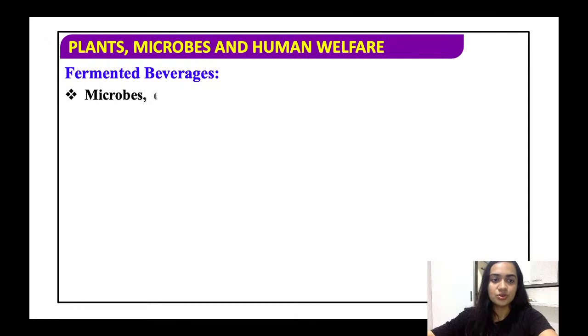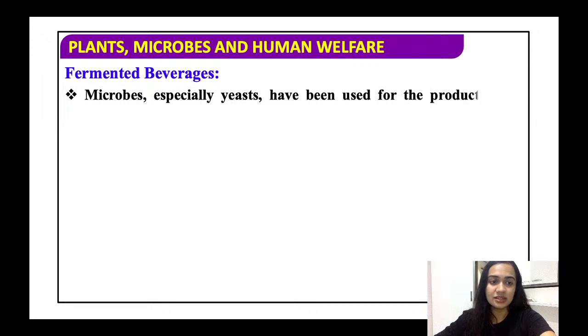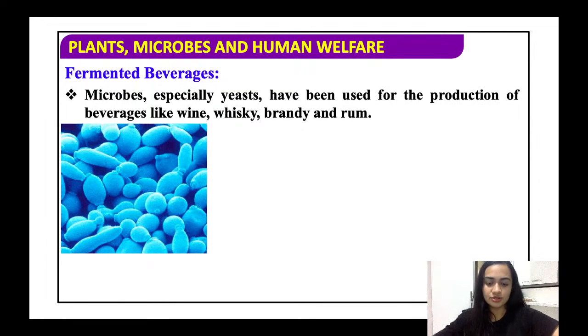ठीक है. So we'll start with fermented beverages. All right. So fermented beverages में क्या आता है? Microbes, especially yeast, have been used for the production of beverages. As I told you, mainly alcoholic beverages fermentation. Alcohol is a very big industry, very much in trend, or I should say a large industry which makes a lot of profit and which is in demand. ठीक है, तो ये काफी in demand होती है.